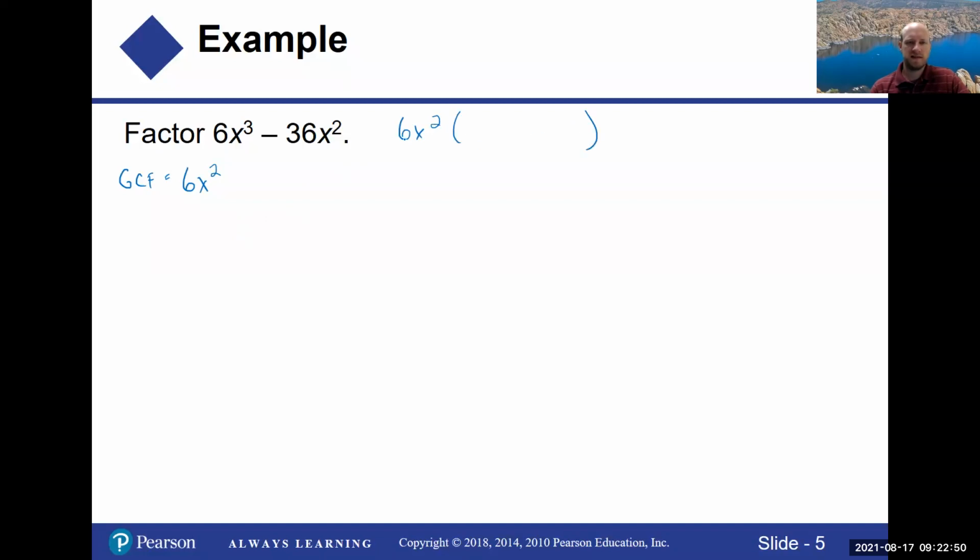You can do this two ways, and I haven't talked about this probably enough, but we can divide if we want. We can take 6x^3 divided by 6x^2, and that just leaves you with an x. Or when you multiply it in, we get the same thing. And then we keep the middle sign, and 36x^2 divided by 6x^2 would just be 6 if you want to do it that way. And this would actually be your completely factored polynomial. I can't do anything else there.